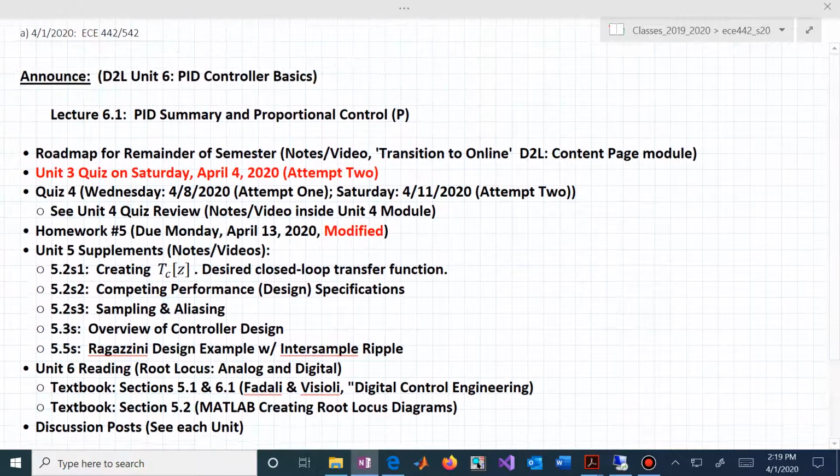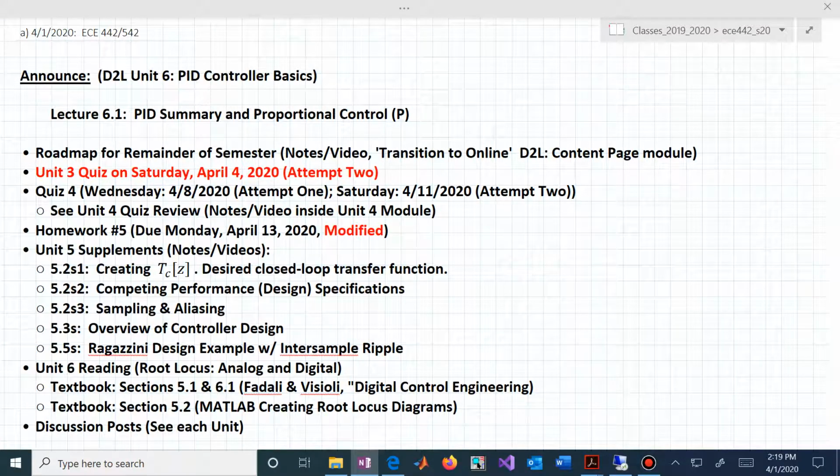I hope that now gives you, it's quite a bit of information for announcements concerning or starting with Unit 6, which is PID Controller Basics.